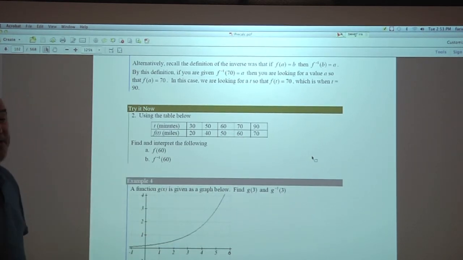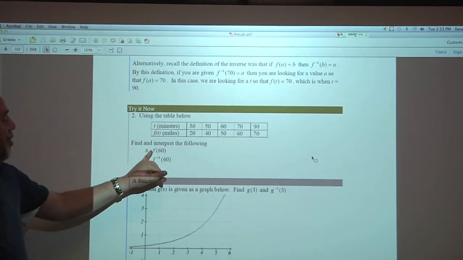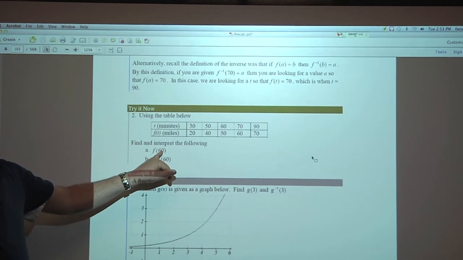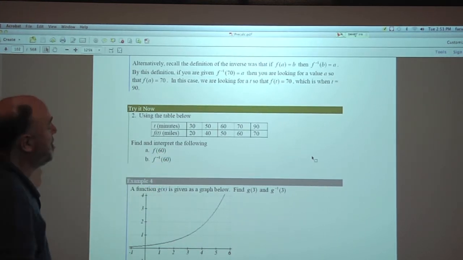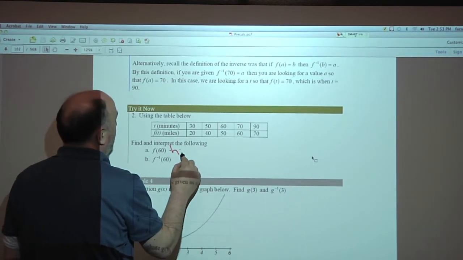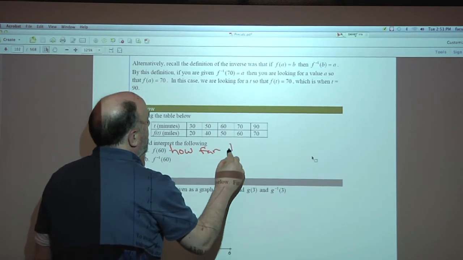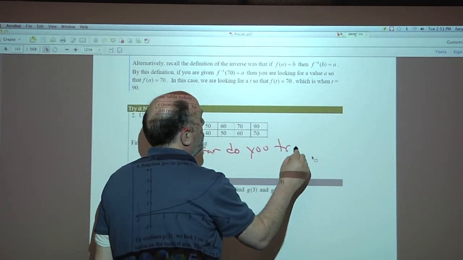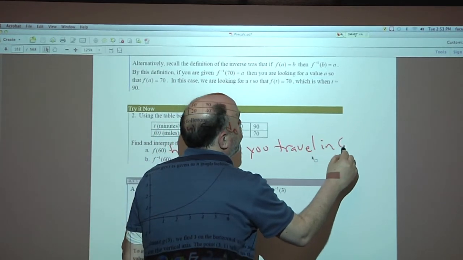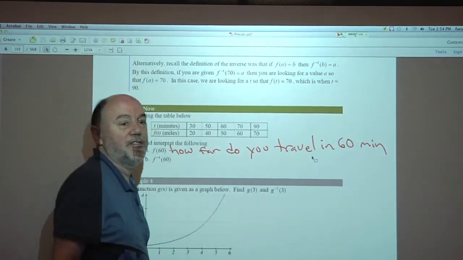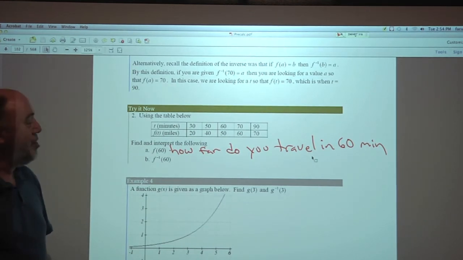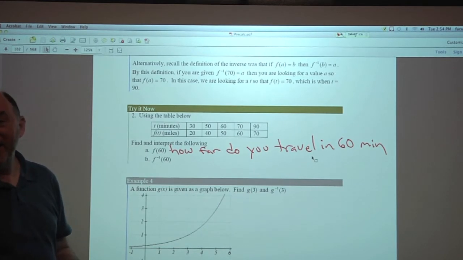What about f inverse of 60? What would that be? And so that would be 70, okay? So this one asks, how far do you travel in 60 minutes? That's what that one asks, okay? Which would be 50 miles, okay?